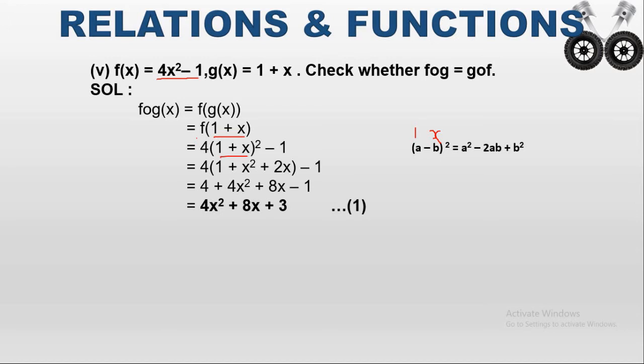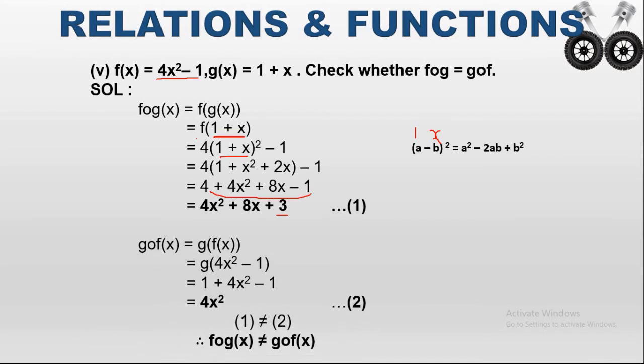So now multiply with the 4. So it will become 4 plus 4x square plus 4 into 2, 8x, minus 1. So now you can subtract 4 and 1. So 4 minus 1 will become 3. So the answer is 4x square plus 8x plus 3. So that can be taken as equation 1.